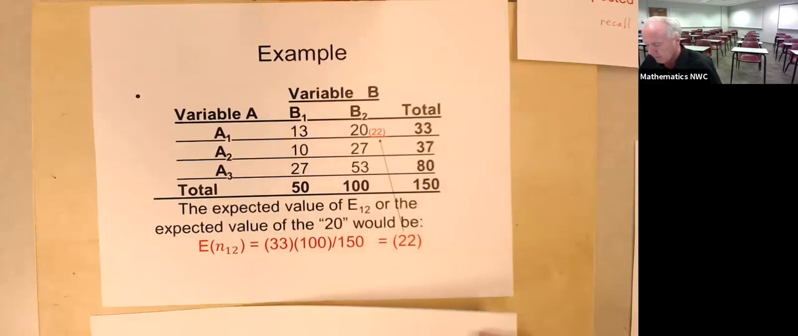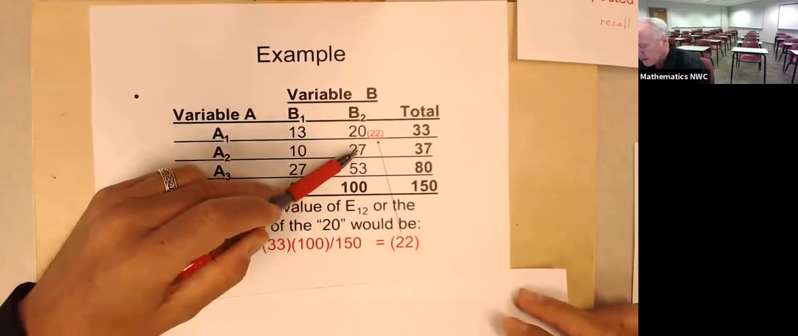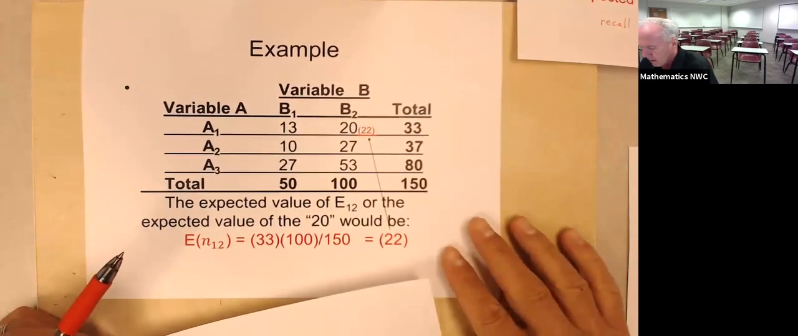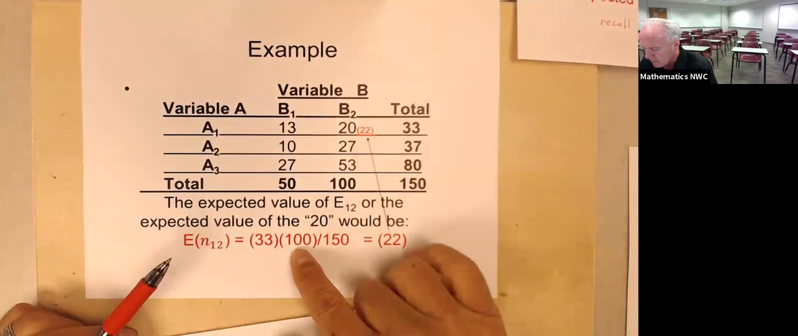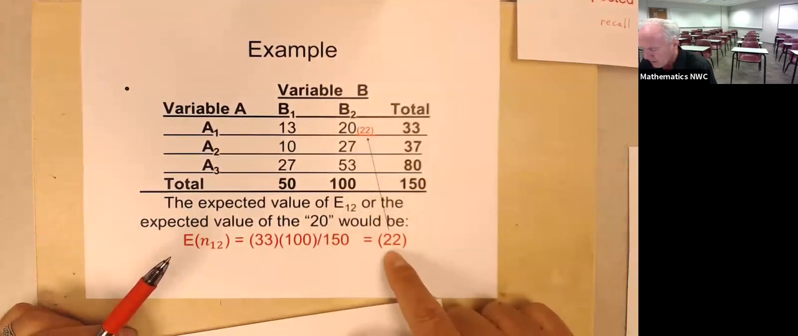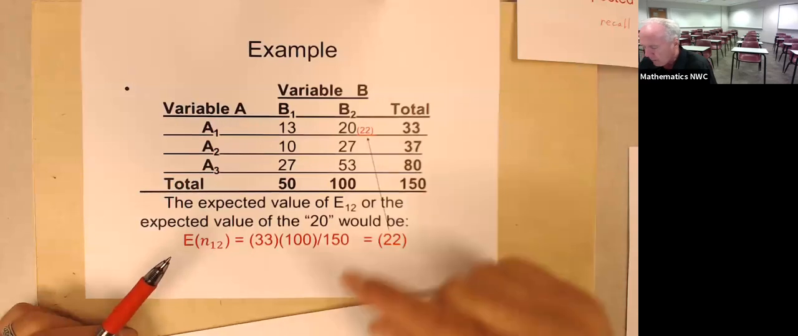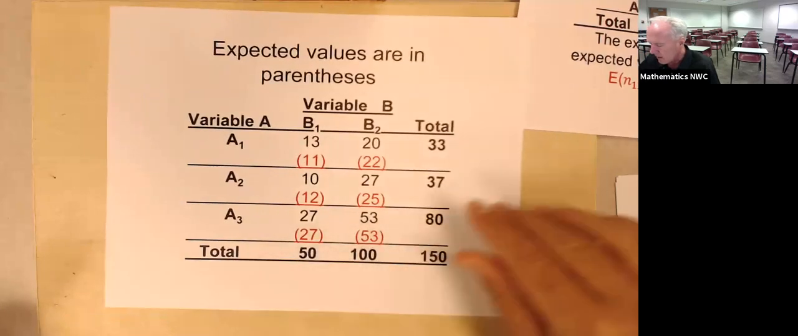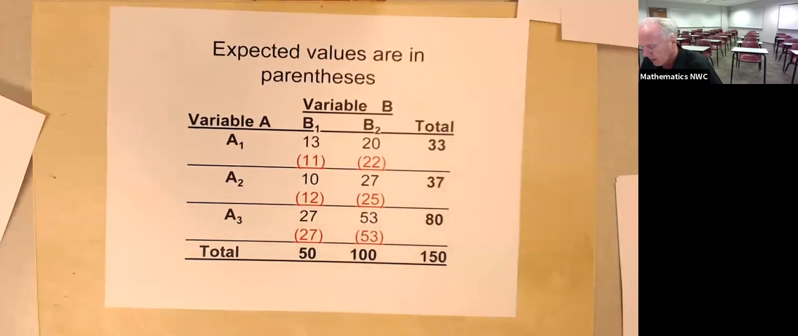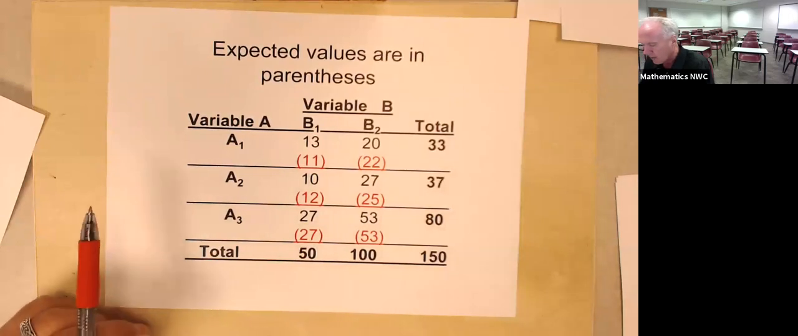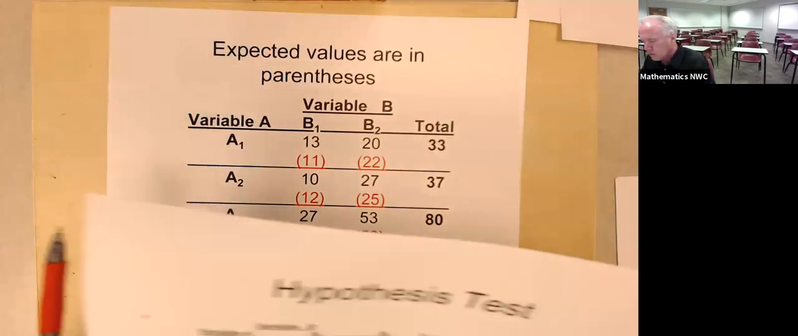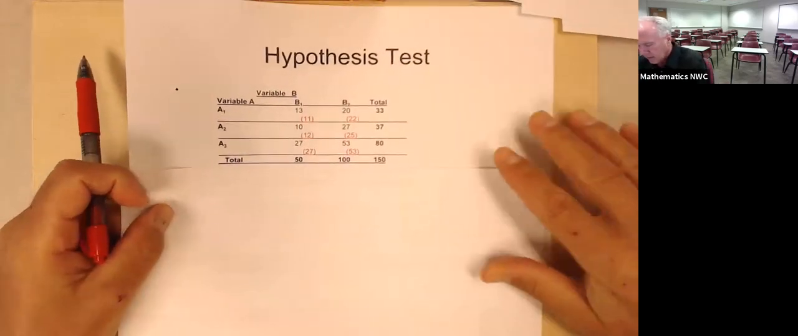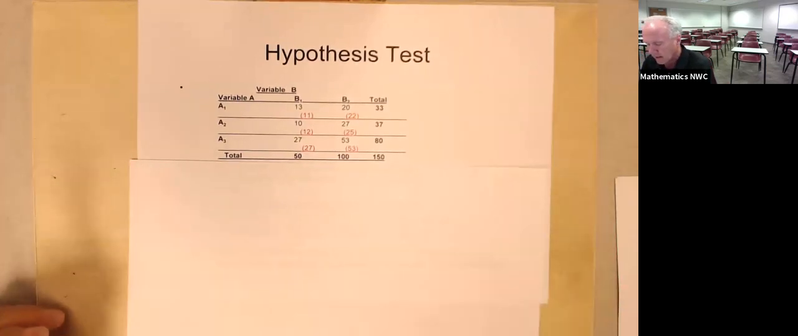For example, here's those 6 cells again. My expected count here was 22. It was 33 times 100 divided by 150. Gave me 22. I would have to do that for all 6 of those. It would look something like this. I put it in parentheses. You can check each of those out, and we rounded them off. I put all of those in a little smaller form on this slide. It's the same numbers that we had in the previous slide.